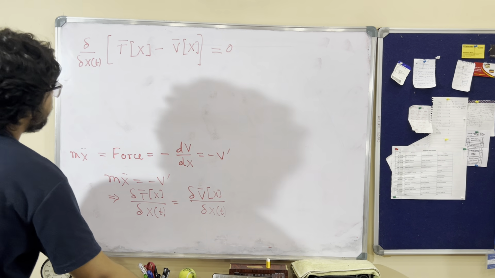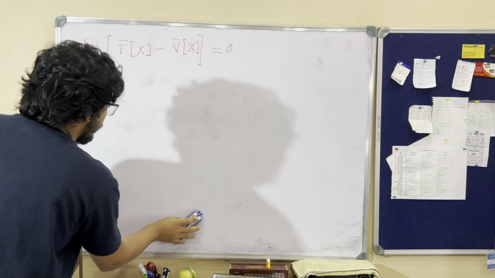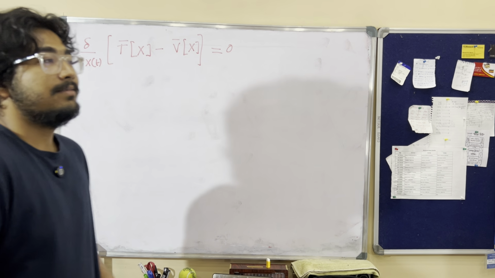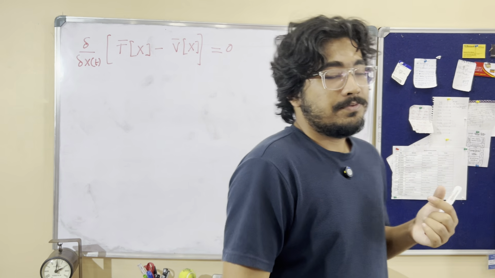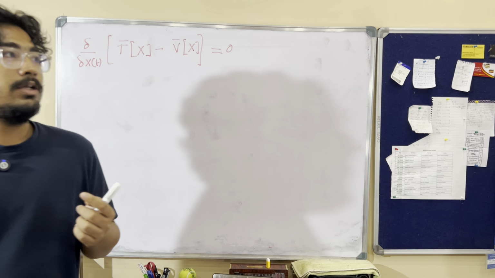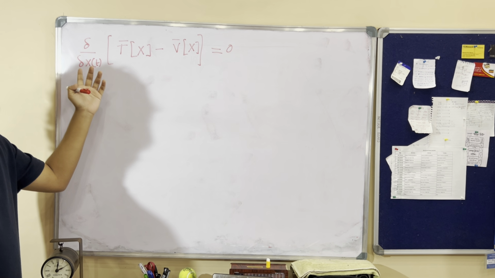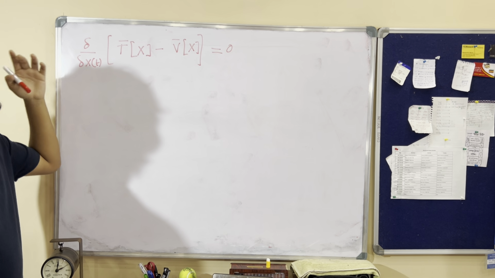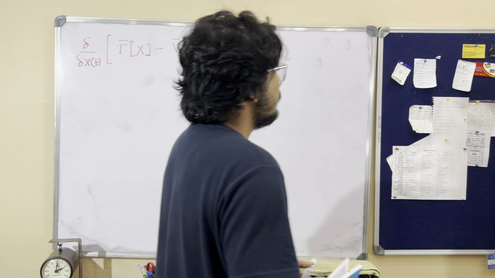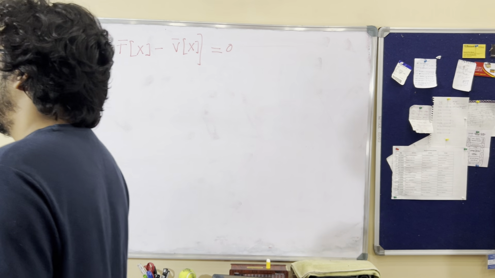Okay. So if the particle is following the equation of motion, then the difference between the average potential energy and the average kinetic energy will remain stationary. That means that it will not change if I change the trajectory. And this tells us that this difference between average potential energy and average kinetic energy is something special.